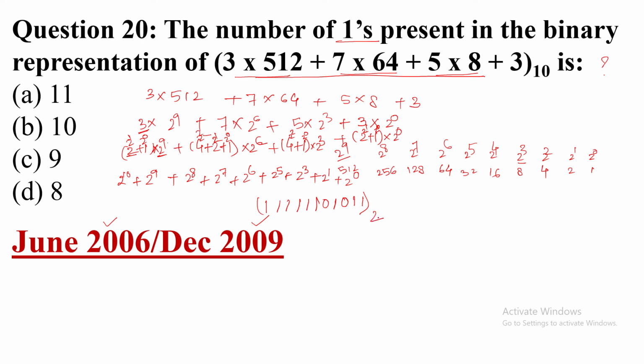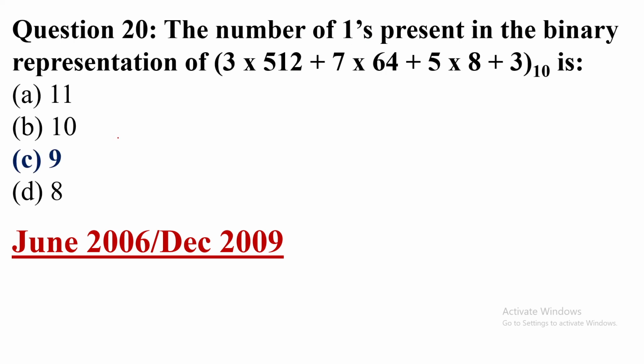Now we will count the number of ones: 1, 2, 3, 4, 5, 6, 7, 8, 9. So option C is the correct answer of this question.